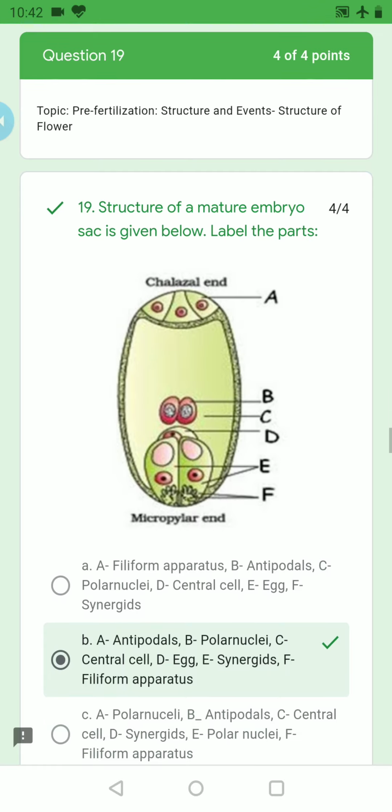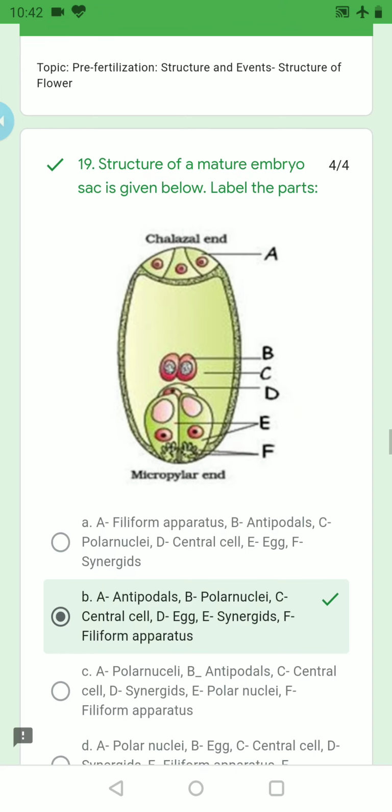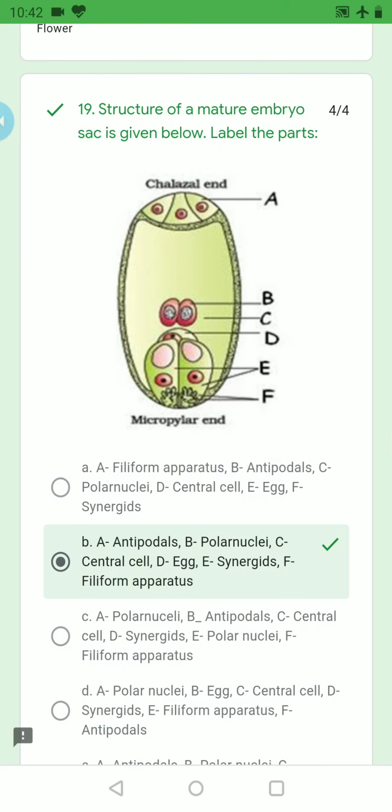Next question. This one is very easy. Here also, instead of going towards the given answers, just label it so that you can easily compare with the options afterwards. A is antipodals. B is polar nuclei. Then C, the central cell, we can also say the large central cell. And D, egg, right? E, synergids. What about F? They are nothing but the filiform apparatus.